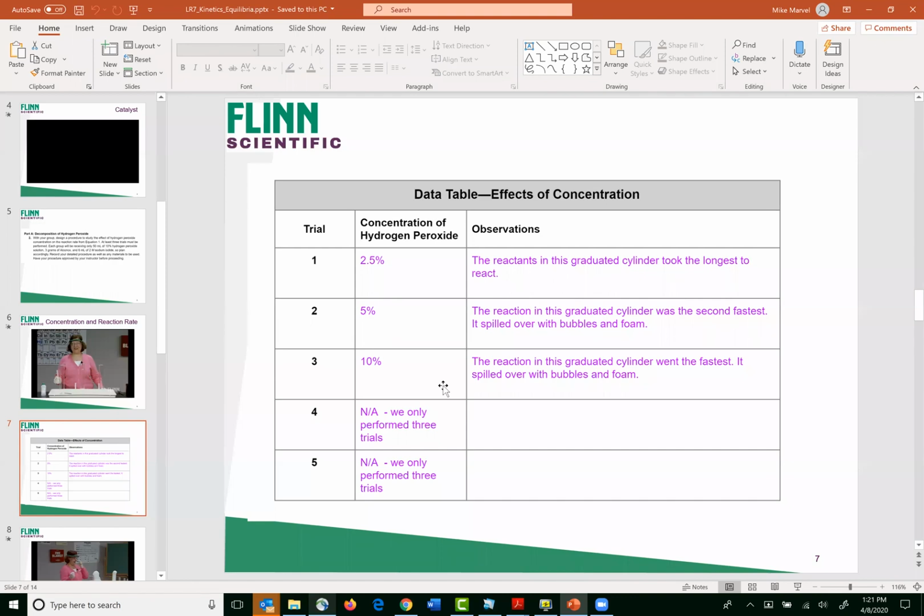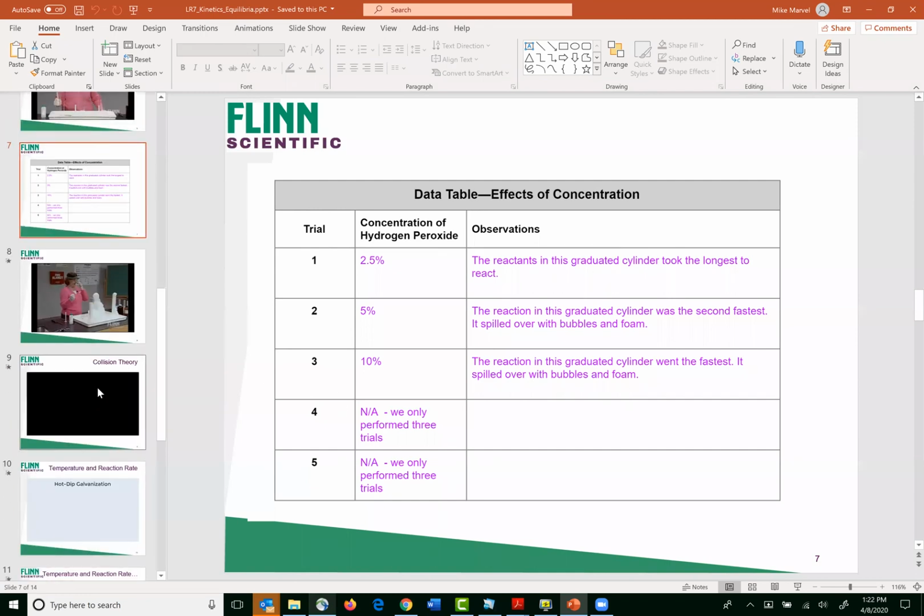In other words, in each flask, we used the same volume of hydrogen peroxide. We used the same concentration of catalyst, of iodide, and we used the same amount. And we saw that as reactant concentration increased, so did reaction speed, okay? So think about why that's the case.